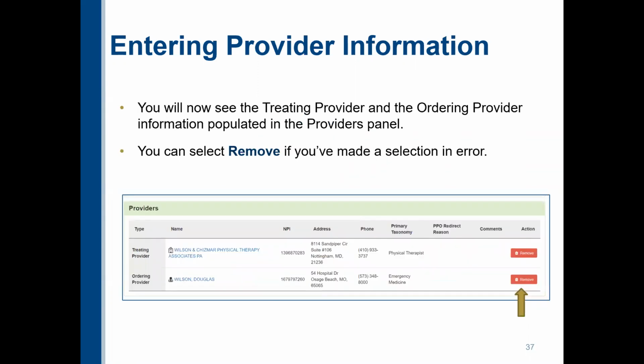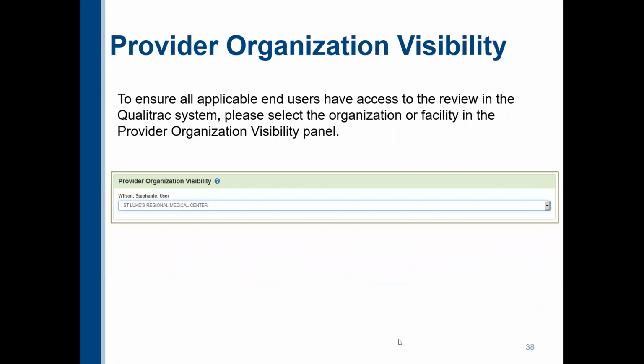You'll now see the treating provider and the ordering provider information populated in the providers panel. You can select remove if you've made a selection in error. To ensure that all applicable end users within the care team for this request have access to the review in the Qualitrac system, we ask you to select that organization or facility within this provider organization visibility panel. This will allow anyone with access, in this case, anyone with access to St. Luke's Regional Medical Center would have access to this review request.